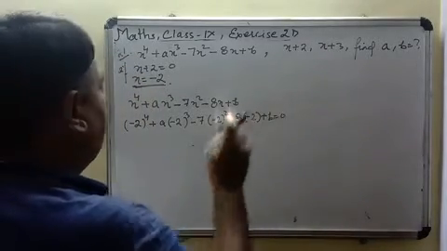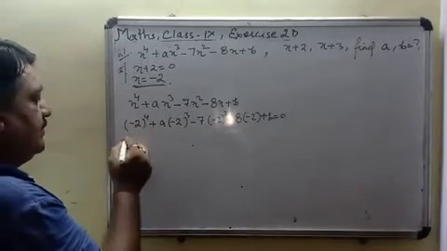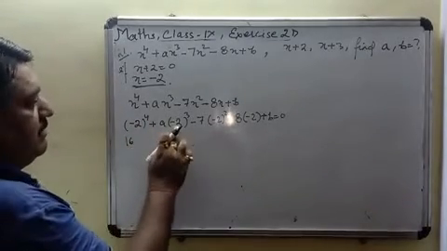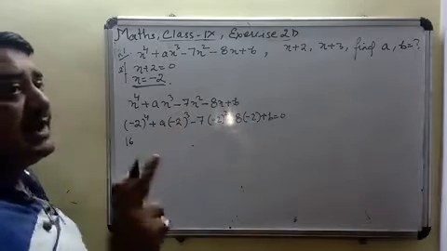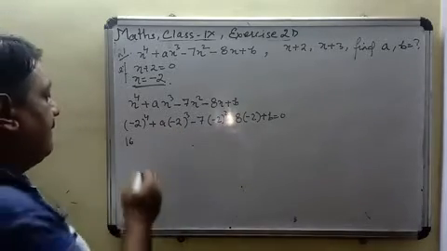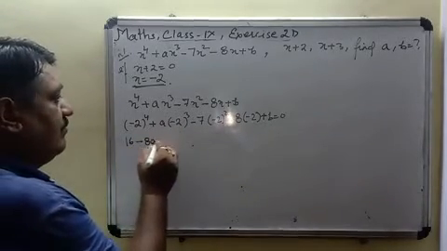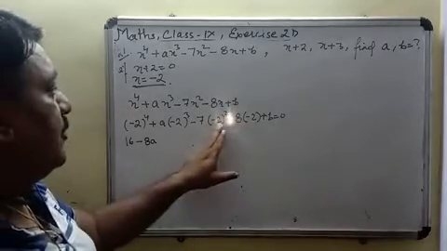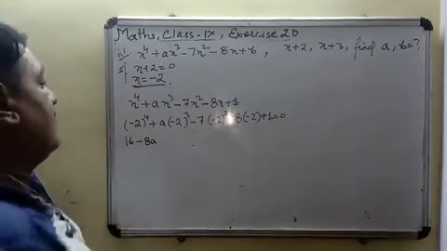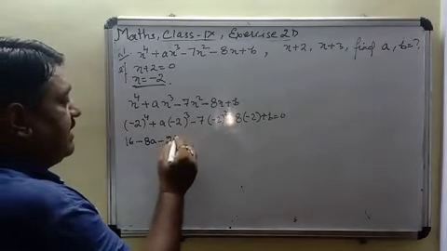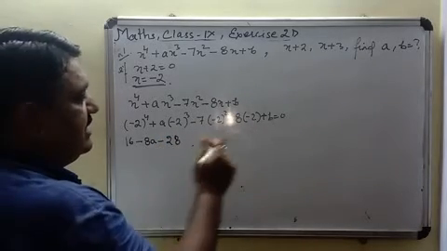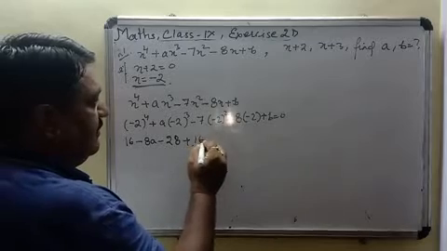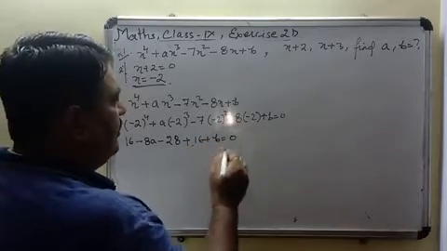Now see, minus 2 power 4 is positive 16. Minus 2 cube is minus 8. Minus 8 into a, minus 8a. Minus 2 power 2 is plus 4. Plus 4 into minus 7, 7 4s are 28 with minus sign. Minus into minus plus, 8 2s are 16. Plus b equals to 0.